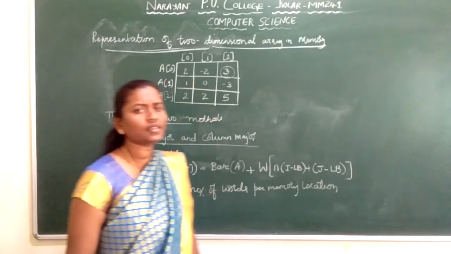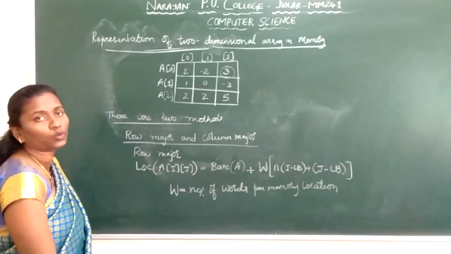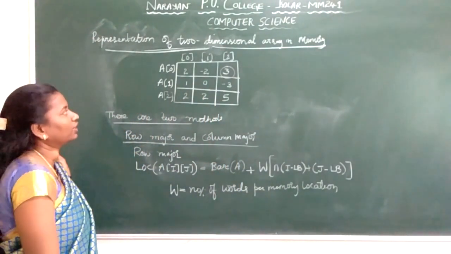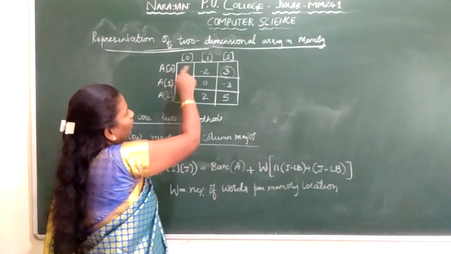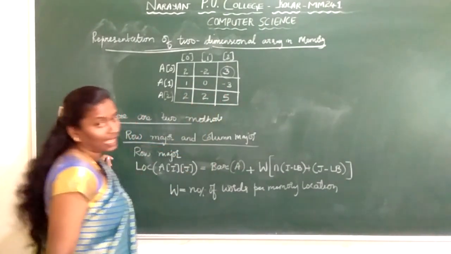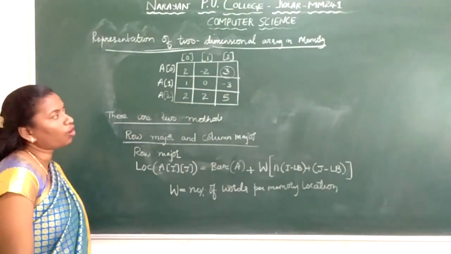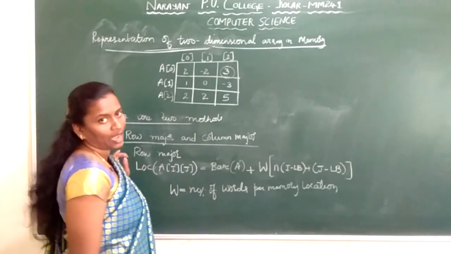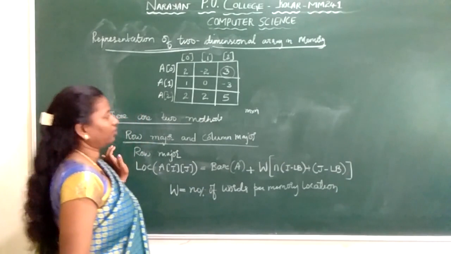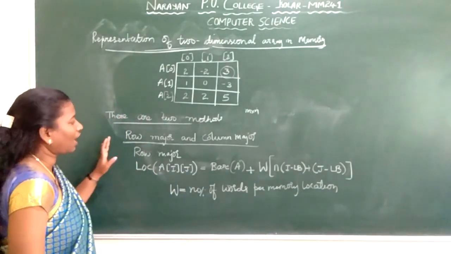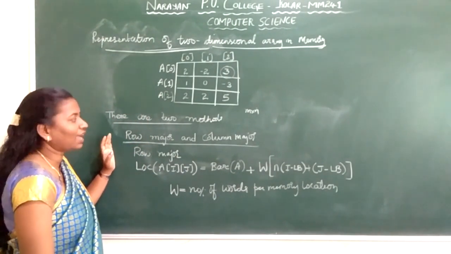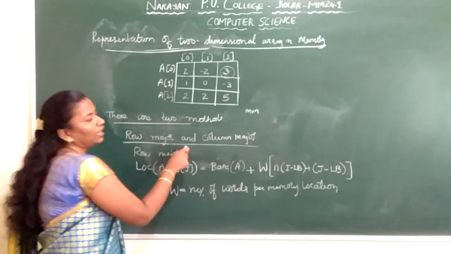Now we will discuss the representation of a two-dimensional array in memory. I have taken a matrix with the elements 2, minus 2, 3, 1, 0, 0, minus 3, 2, 2, 5, which are stored in the form of rows and columns. So it is m into n, here a 3 cross 3 matrix. There are two methods to represent a two-dimensional array: row major and column major.